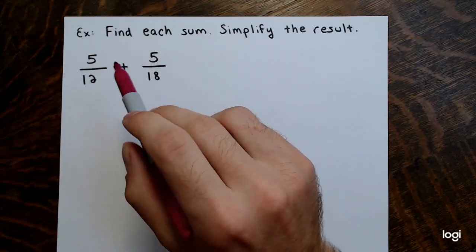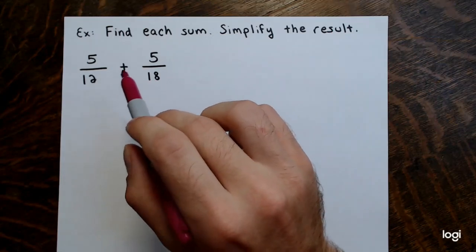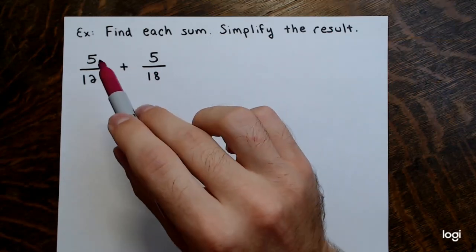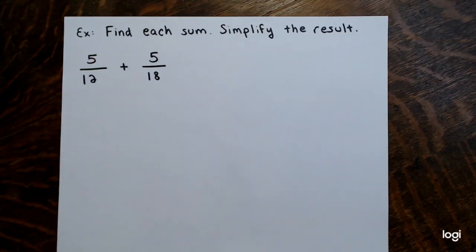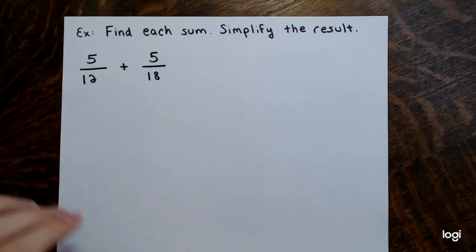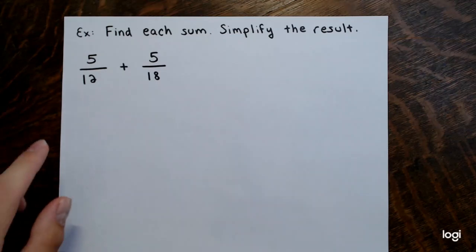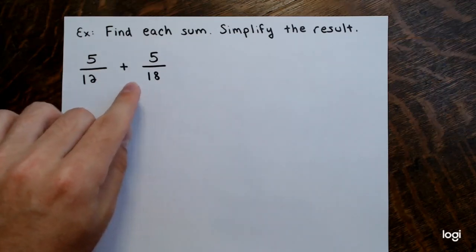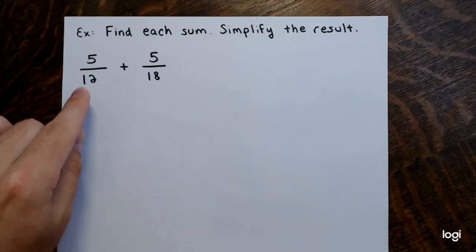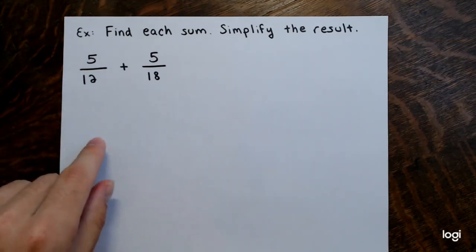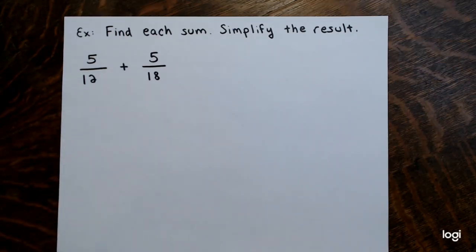Again, you cannot just add the numerators and add the denominators. This is not 10/30ths. Please do not do that. That is incorrect. What we need to do is rewrite each of these fractions as a fraction that's equivalent to it, has the same value, but so that the two new fractions have the same denominator, and then we can add.